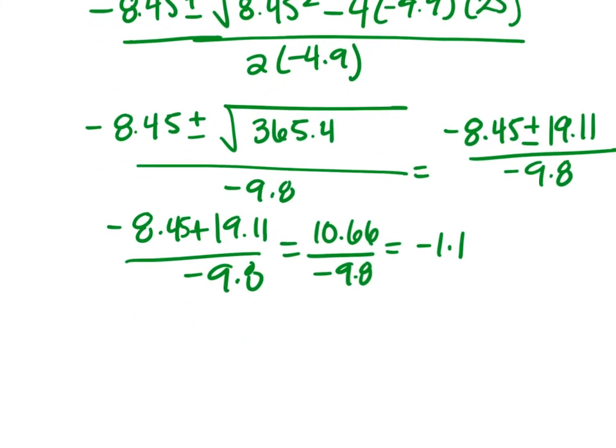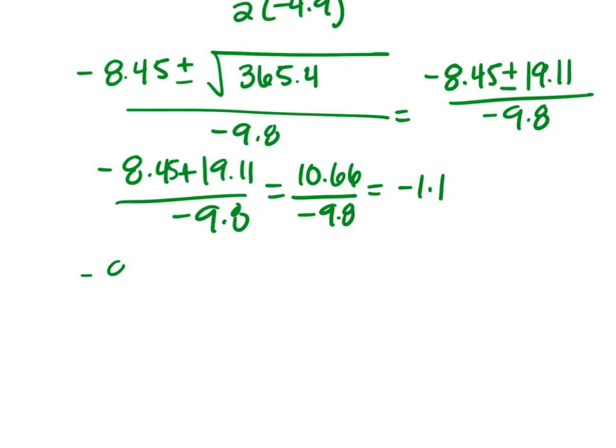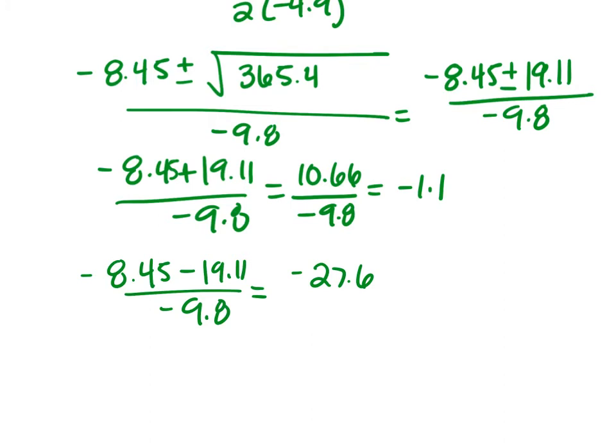All right, for our second option, it's negative 8.45 minus 19.11 divided by negative 9.8. That's going to equal negative 27.6 on the top divided by negative 9.8, and we're going to get an answer of 2.8. Now remember, this is equal to the time, so that's going to be in seconds for our answers.